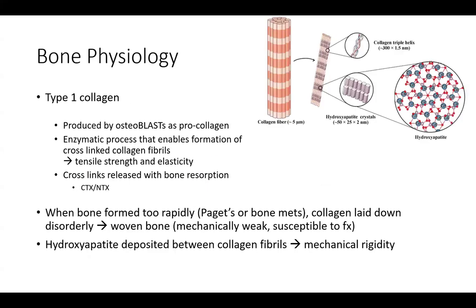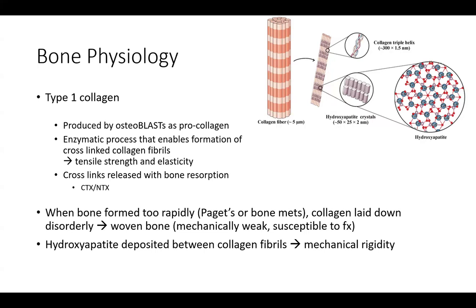So I apologize. I have to get a little nerdy here and talk about bone physiology. Bone is made up of type 1 collagen, which is produced by osteoblasts as procollagen. There are enzymatic processes that enable formation of cross-linked collagen fibrils, and this contributes to the tensile strength and elasticity of bone. These cross-links can get released with bone resorption, and they release these factors that we know as CTX and NTX, which we'll discuss a little bit later, so just keep those in mind.